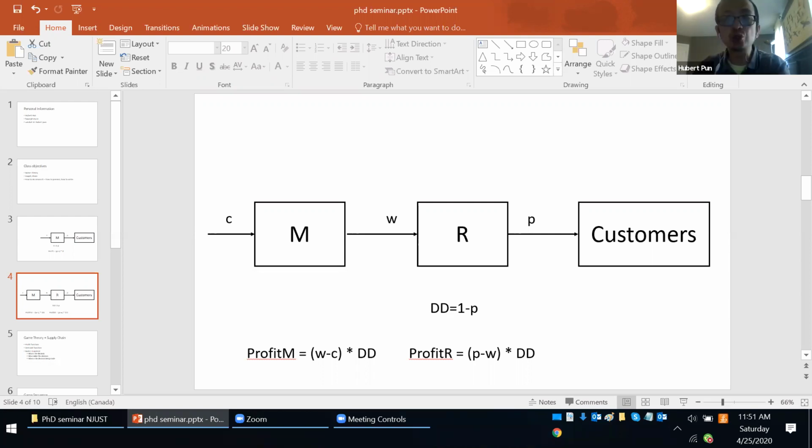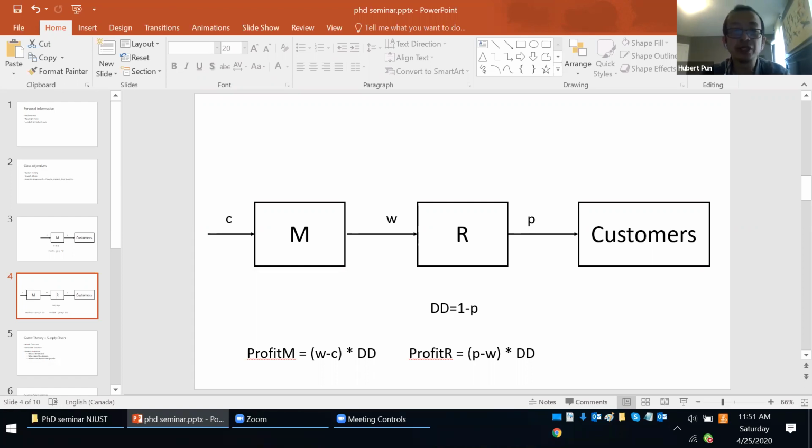Now there are two different firms, so therefore there are two different profits. For the manufacturer, the profit is profit M. Profit M equals W minus C multiplied by demand. So W minus C is the profit margin for the manufacturer. For the retailer, the profit is profit R, which equals P minus W multiplied by demand. So P minus W is the per unit margin.